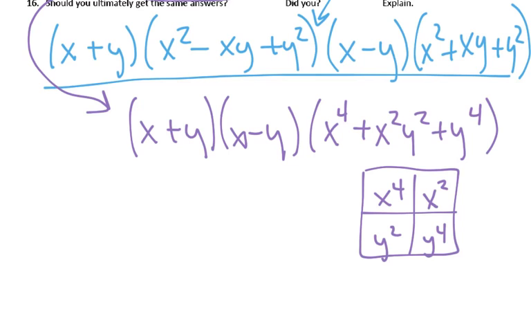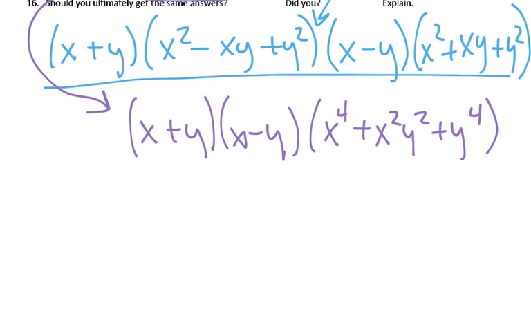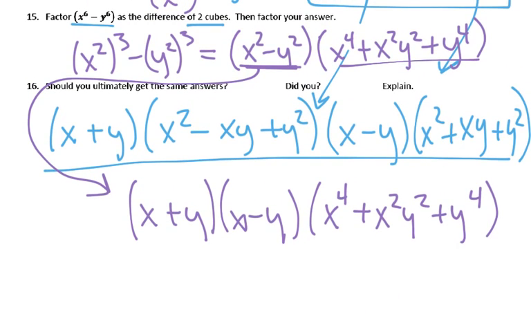I don't think this is going to work the way I thought it might have. No, we'd probably have to go x times y, x times y. No, that wouldn't work either. Guess the box method won't work for us when we're just dealing with those. Or at least I don't know how to make it work. Okay, should you ultimately get the same answers? Probably. Did we? Okay, to me it's not looking like it's going to end up being the same, right?